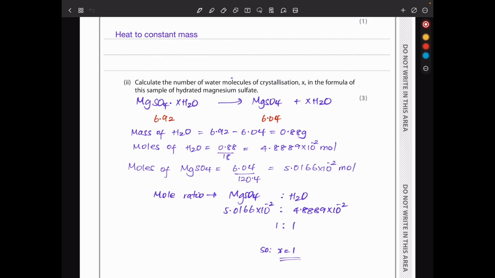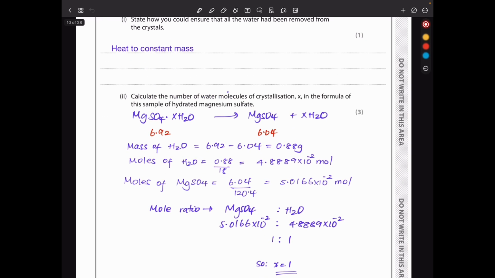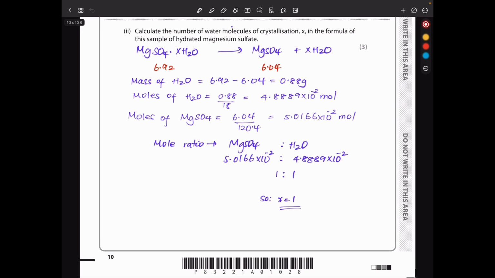So moles of water are going to be 0.88 divided by 18, giving us that. And the moles of magnesium sulfate, we have the Mr here. So it's going to be 6.04 divided by 120.4, giving us that. And the ratio is going to be that to that, giving us 1 to 1. So the value of x is going to be 1.